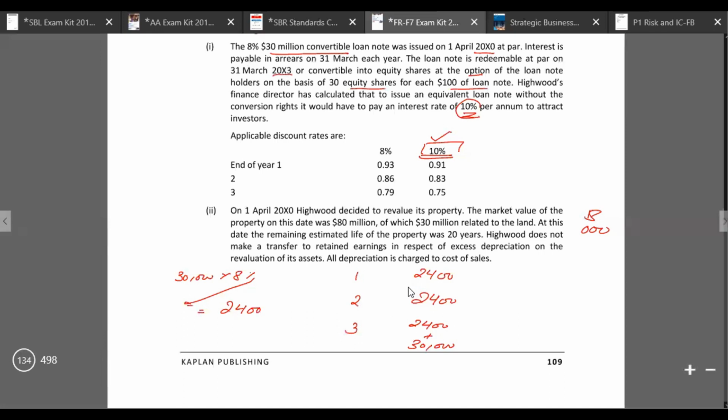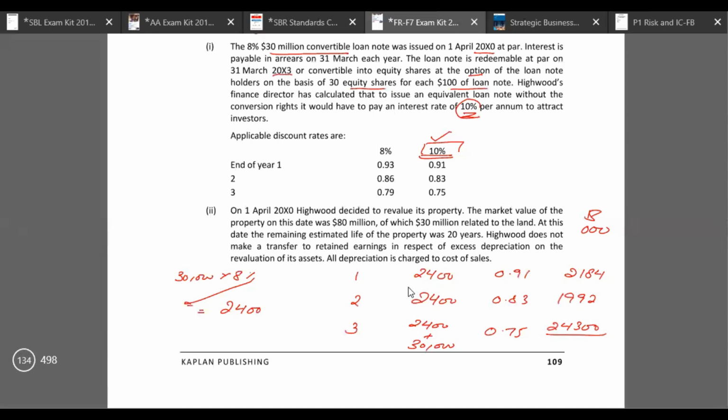Okay. So the discount factors are 0.91, 0.83, and 0.75. Now we need to calculate it. Okay, 2,400 into 0.91 gives you 2,184. Then you have 2,400 into 0.83. It gives you 1,992. Then you have 2,400 plus 30,000 multiplied by 0.75. It gives you 24,300. Now we will be totaling it.